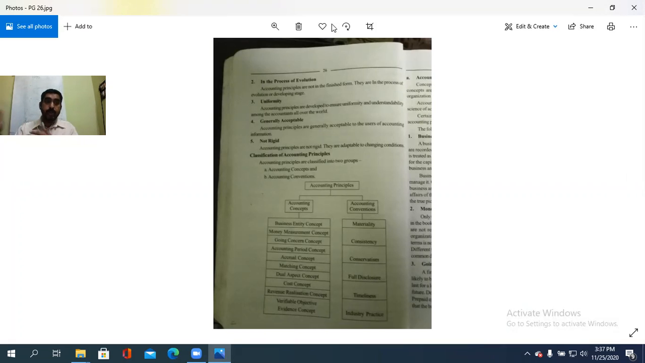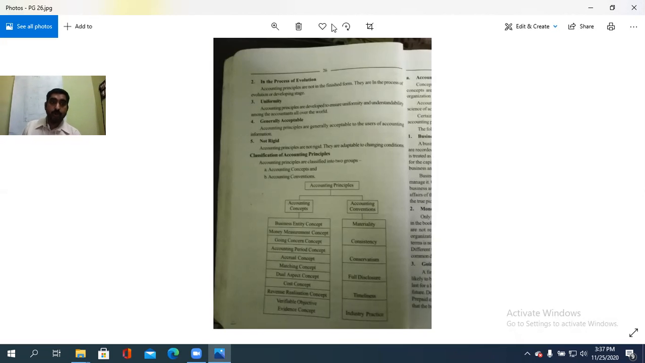Then going concern. The business is a continuing concern; it is not going to close the next day. It is a continuous concept, meaning it is for a long period. That is the going concern.